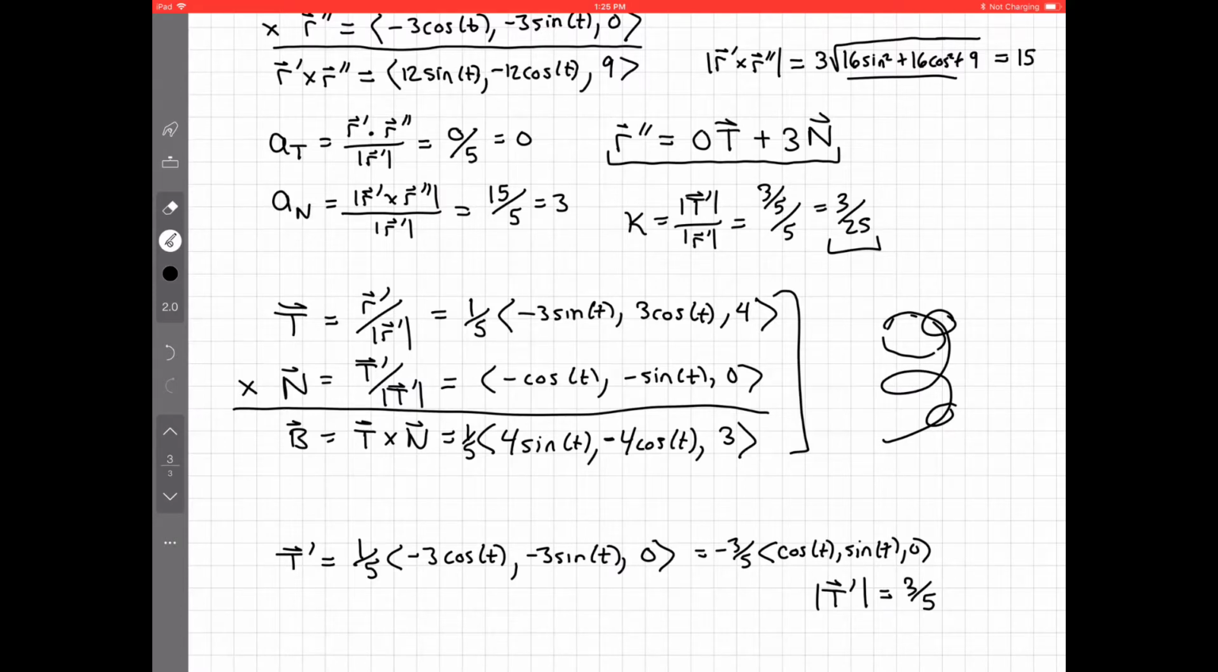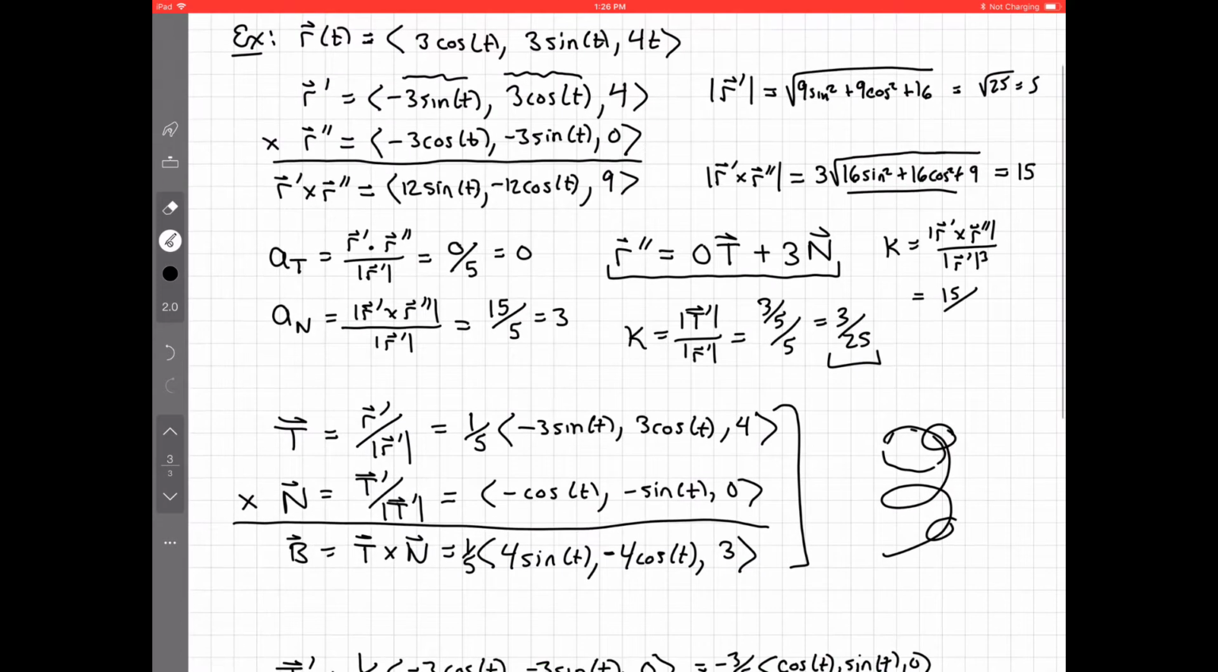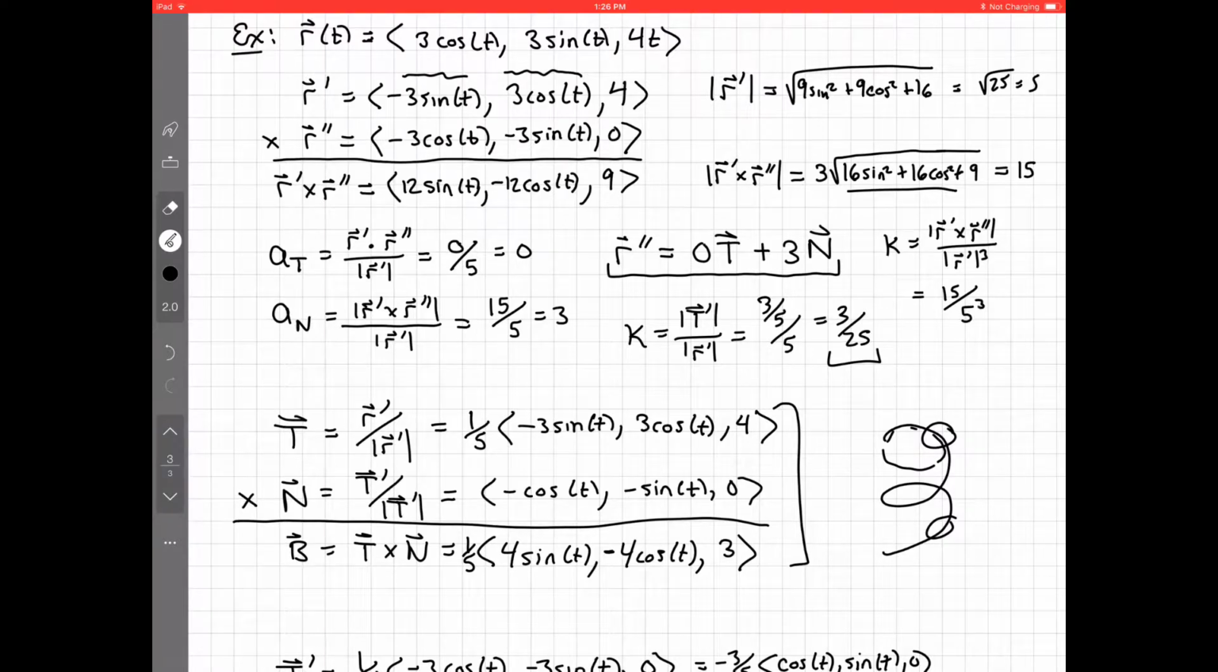Alternatively, you could compute curvature using our cross product formula. So curvature is the length of the cross product of the first two derivatives over the length of r prime cubed, and so we calculated the length of the cross product of r prime cross r double prime is 15, and we know that r prime itself is 5, so we have 15 over 5 cubed, which again is 3/25.